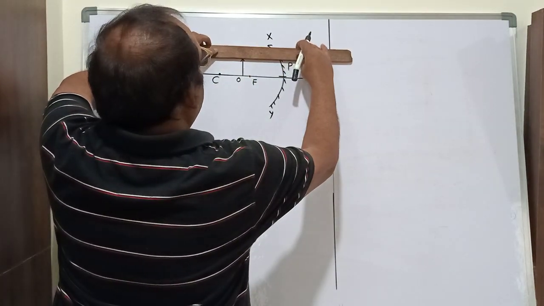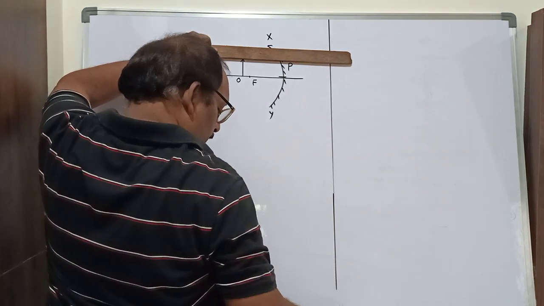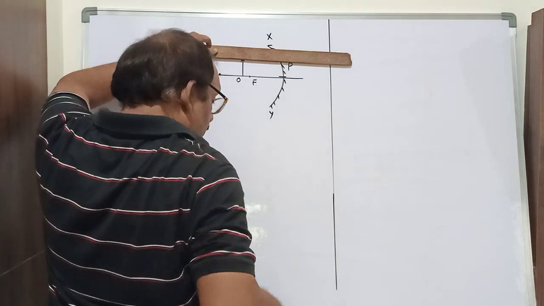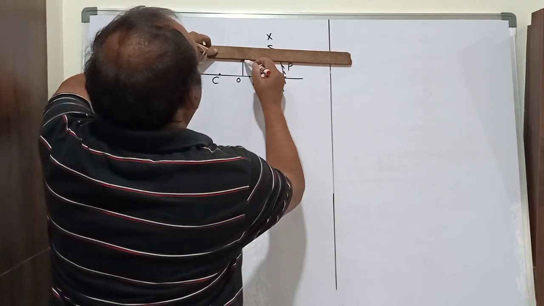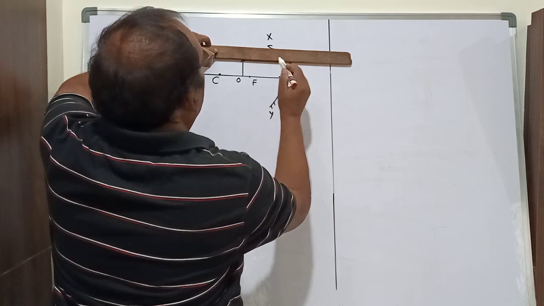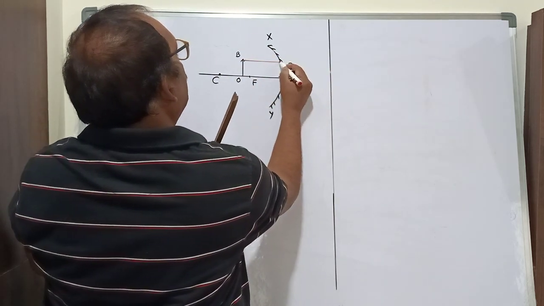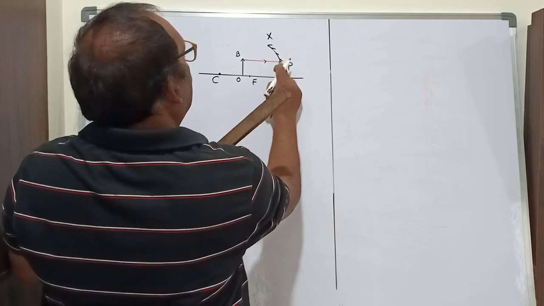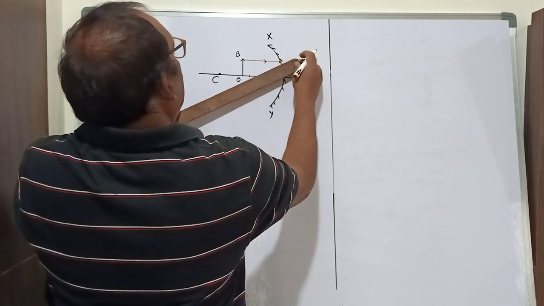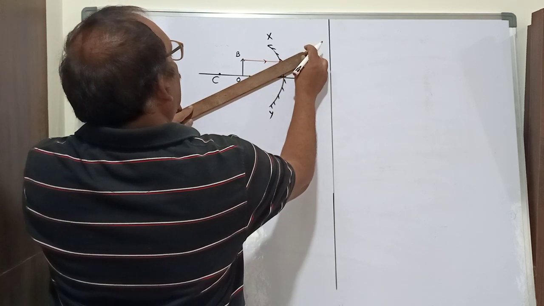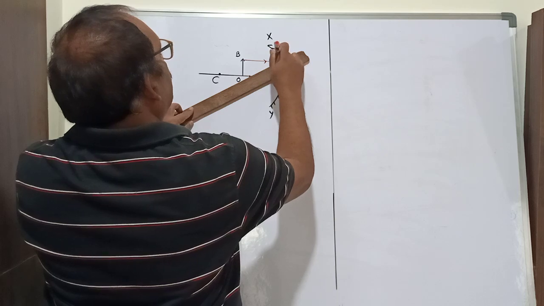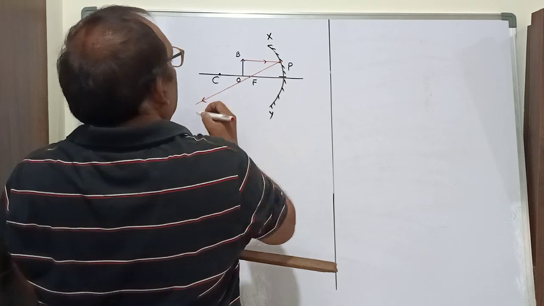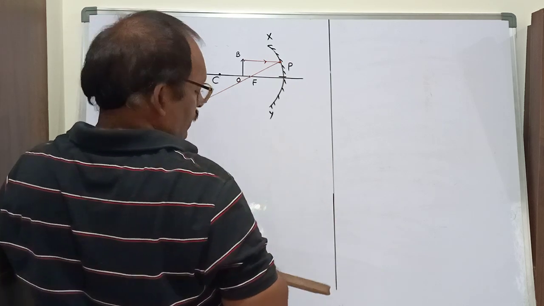The first incident light ray is parallel to the principal axis. It can be drawn like this. From here reflection takes place, because this ray is parallel to the principal axis, so from the point of incidence it has to travel through the principal focus. This is the reflected light ray.